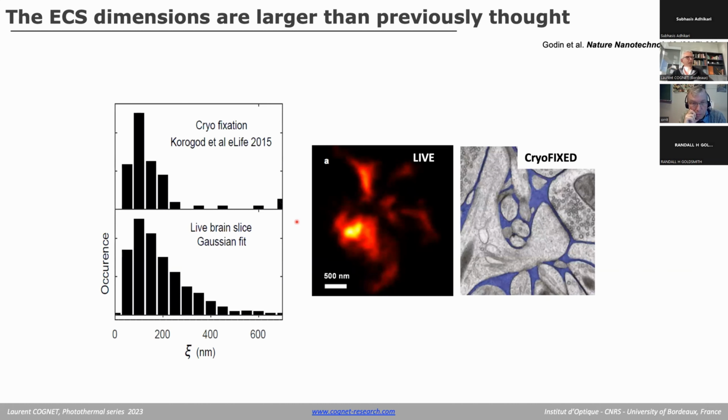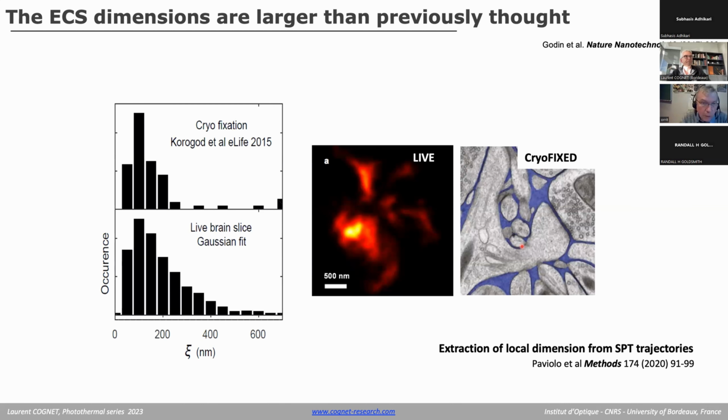I will not go into the detail of how we extract the local dimension, but we developed some strategies from such a map to measure it precisely. And you see that the dimensions that we find are below 200 nanometers, and that they correlate very well with what we see in cryofixation. So it indicates that the carbon nanotubes are very efficient explorers and very efficient probes of their environment.